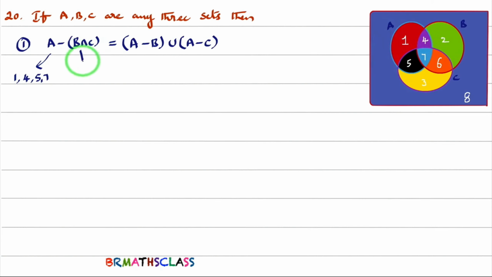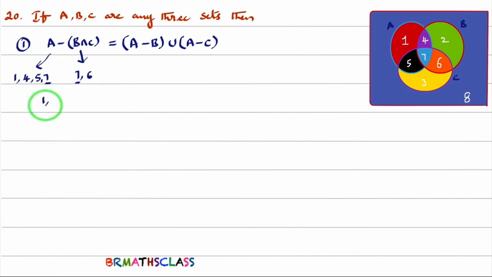Okay. What is B intersection C? This is set B. This is C. B intersection C is 7, 6. Correct? So, what does A minus B intersection C mean? All the elements present in A but not in B intersection C. Correct? You observe this, 7 is there in A, and 7 is there in B intersection C also. So we won't consider it. We will consider the elements present in A only but not in B intersection C.